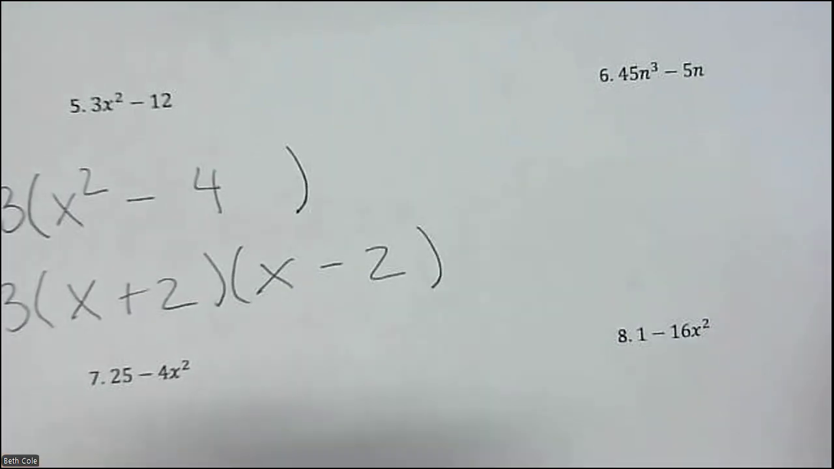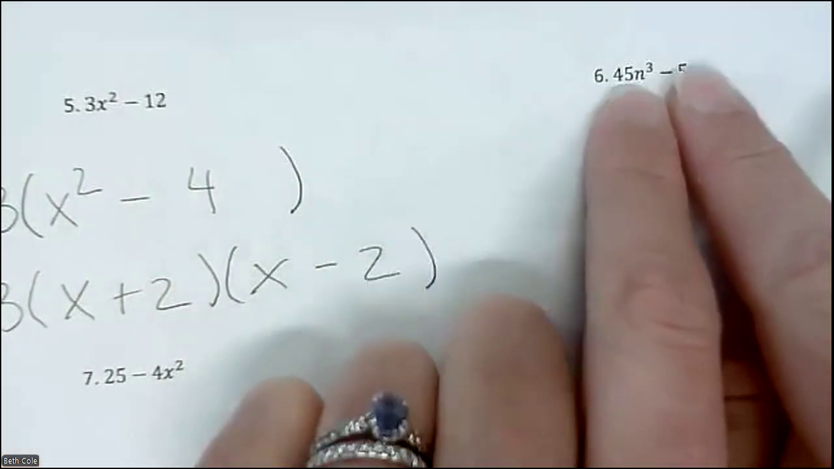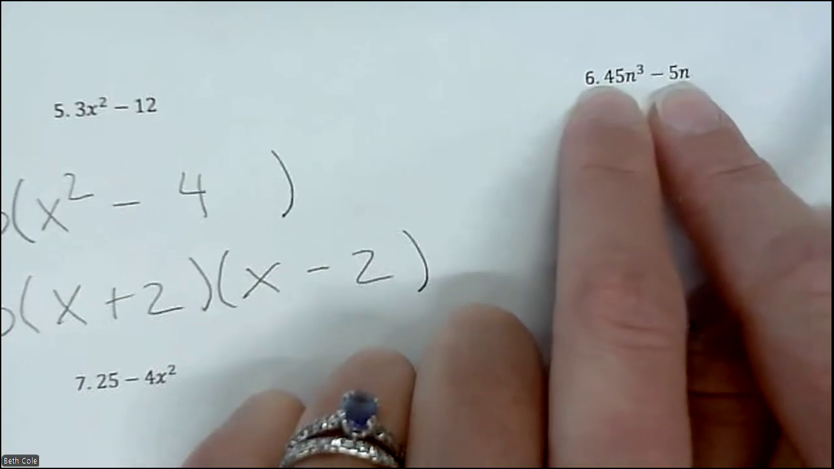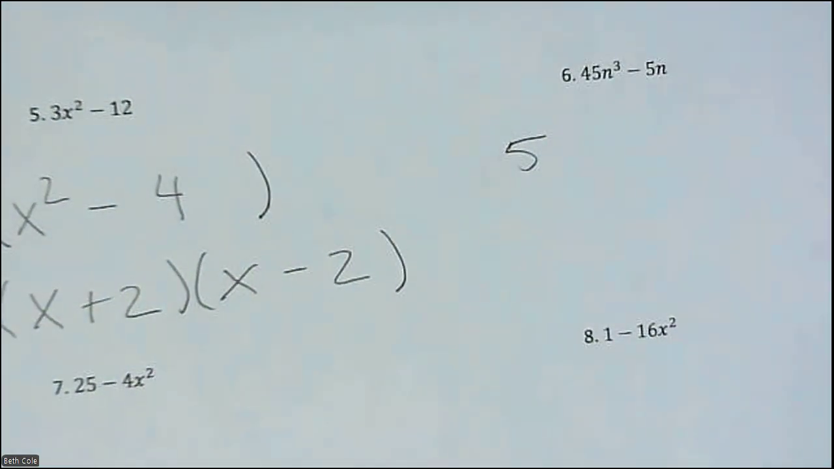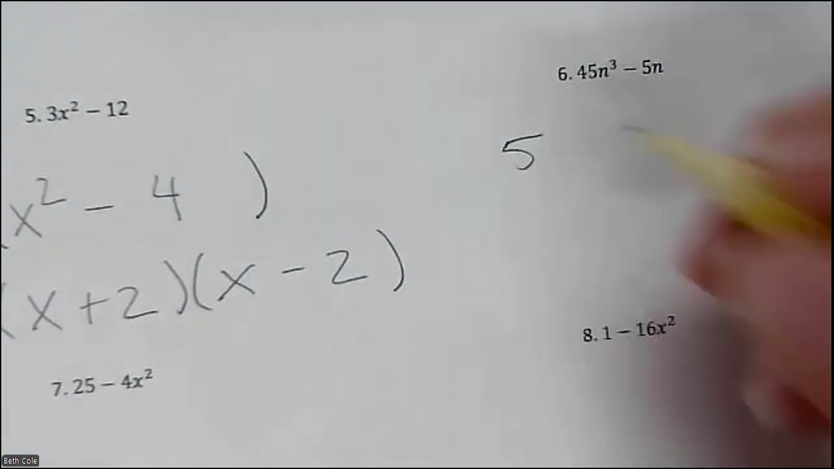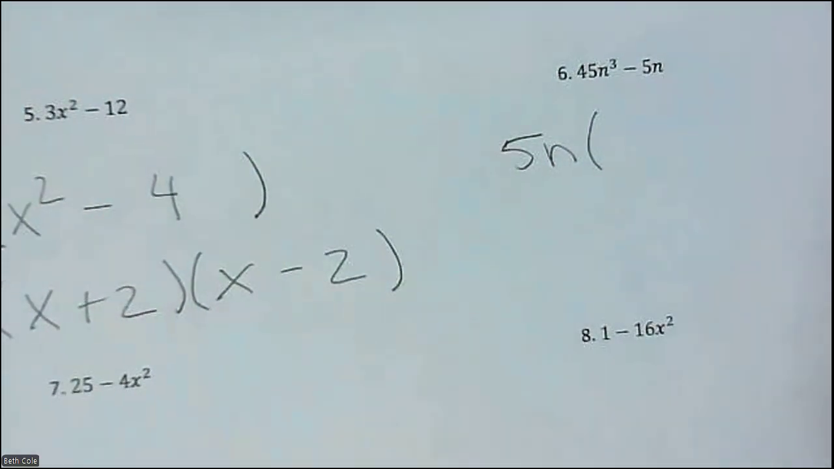All right. This one, again, you have a greatest common factor. What can you divide both of these by? 5. Now, there's actually something else there that they have in common too. What else do they both have? N. They both have N. So 5N is your greatest common factor.